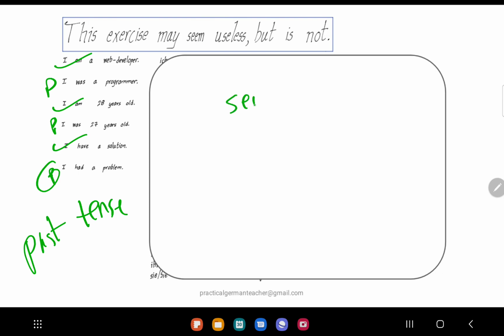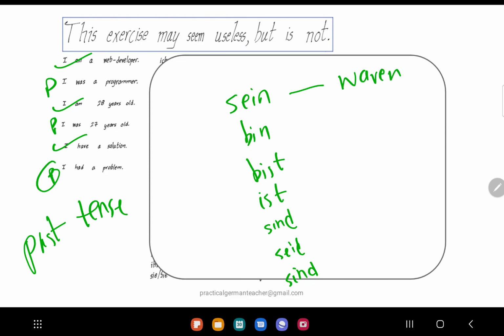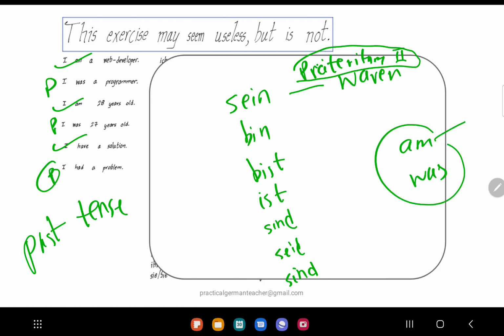So you know sein: ich bin, du bist, er, es, sie ist. Then you have wir sind, ihr seid, and Sie sind, again sind. Then past of sein is war. We call this Präteritum. Don't try to find out what Präteritum is, just think of it as one way of past. You can think of it like am, was. So am is present, was is Präteritum. So it will be ich war, du warst, er, es, sie war, wir waren, Sie waren, and for ihr wart.